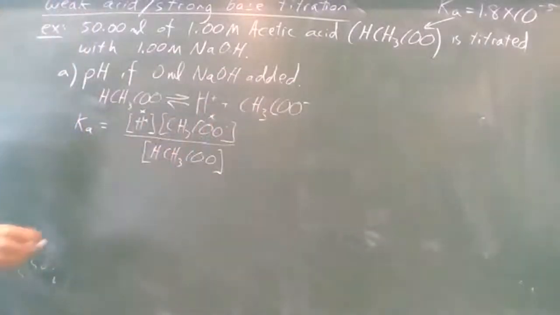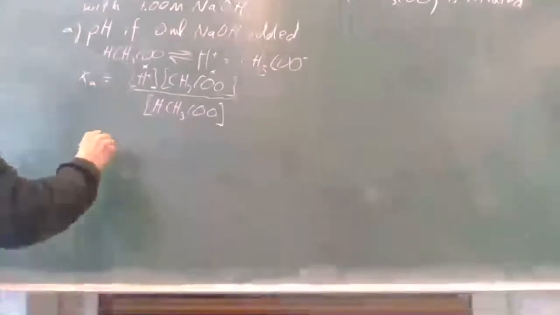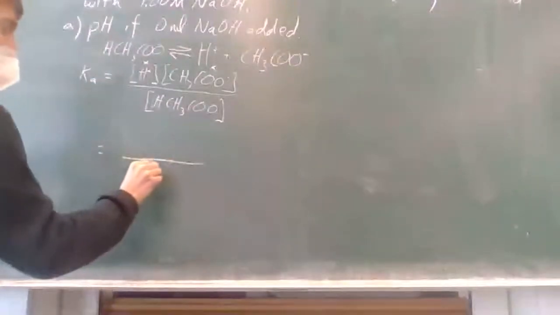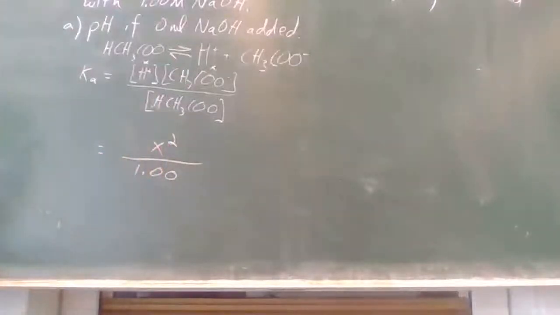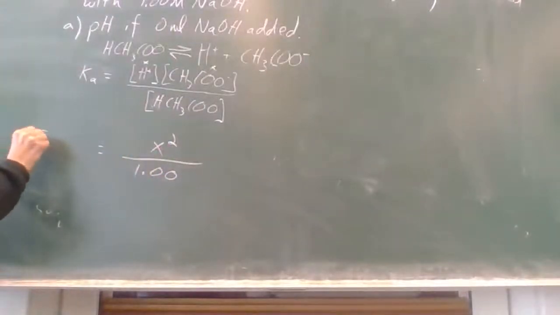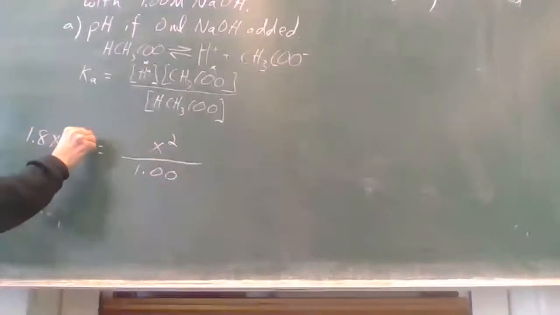Exactly. Good. The bottom, the concentration of the whole chemical is what? Just so you're all following. Concentration of the whole chemical. Alex, it's 1.0. Thank you. Okay, so let's put all that stuff in. X squared over 1.00. And the Ka, they gave it to us. Hallelujah. 1.8 times 10 to the negative fifth.